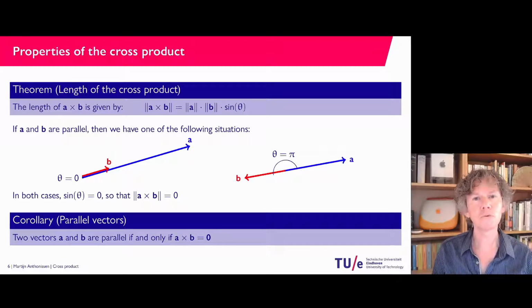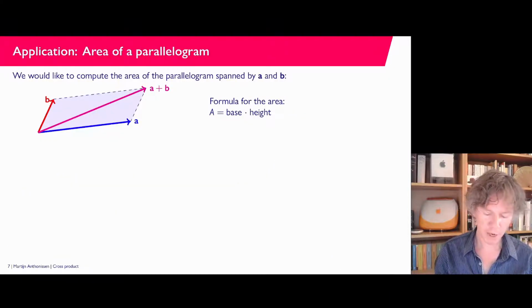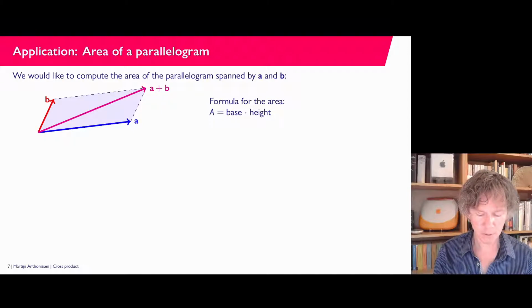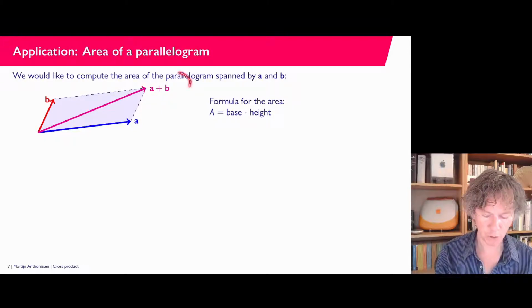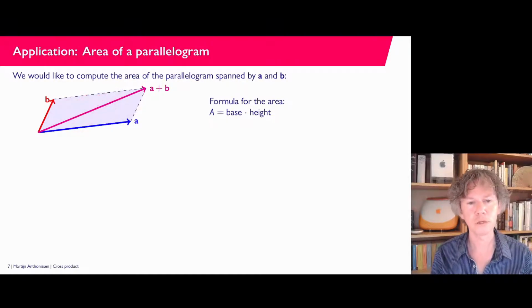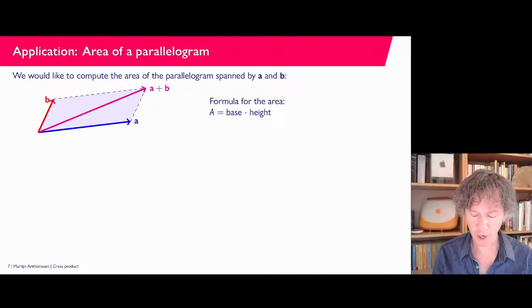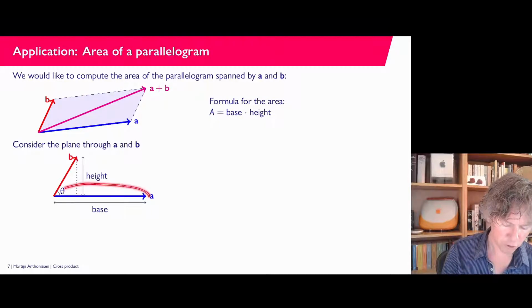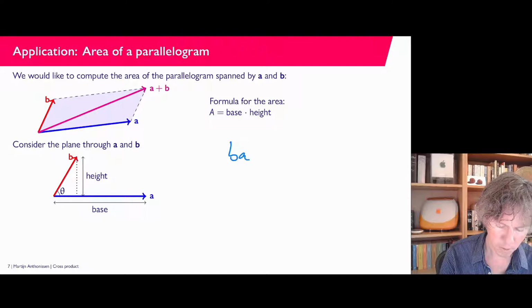So let's look at two simple applications of the cross product. One of them is if you have a vector A and a vector B, you could look at the parallelogram that is spanned by them. So here we have A plus B. And now if you would like to know the area here, so that's the blue region, then the general formula is that the area is the length of the base times the height. Well, the length of the base, that is simple. That's the length of this vector here. So we have that base equals the length of A.